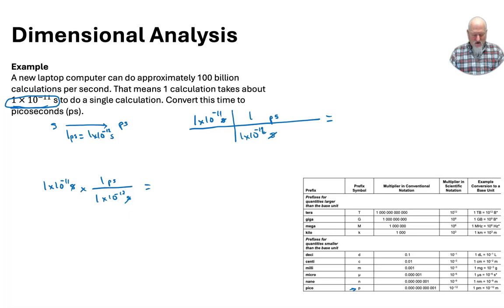So 1e negative 11 divided by, because 1 times 10 to the negative 12th is in the new denominator, so I'm dividing by that, 1e negative 12. The answer is 10 picoseconds. So 1 times 10 to the negative 11 seconds is 10 picoseconds.